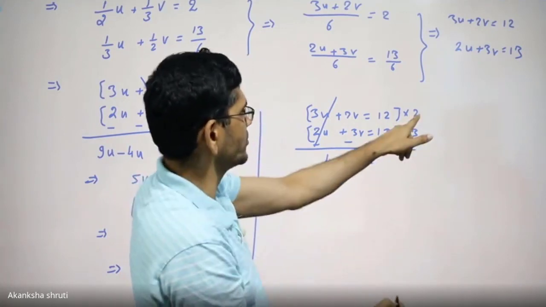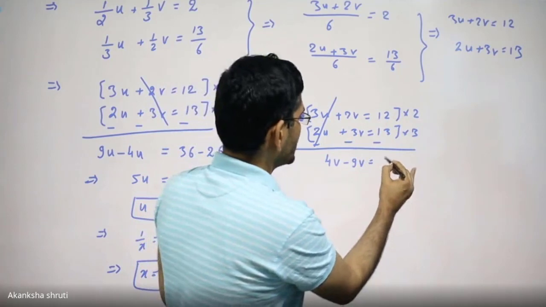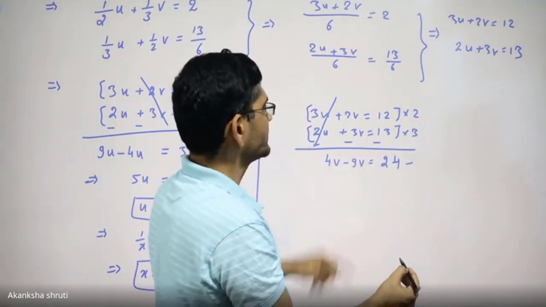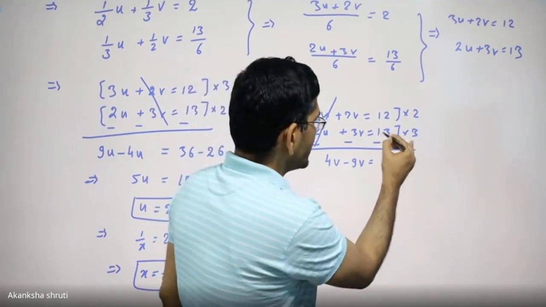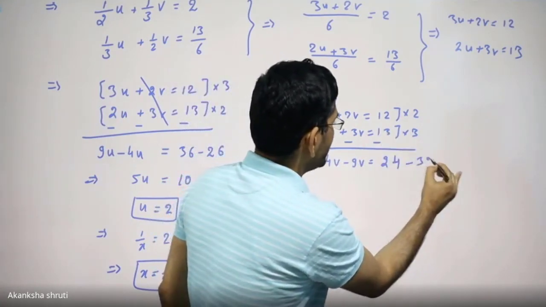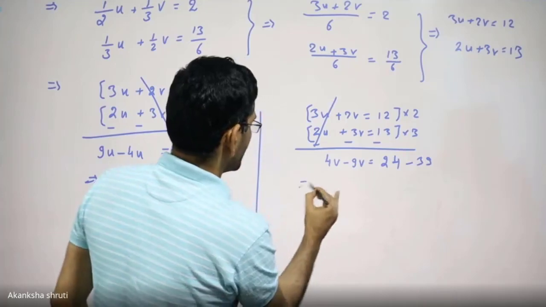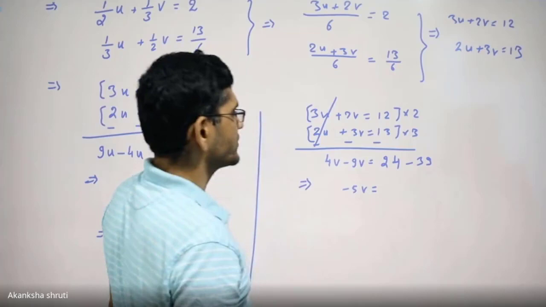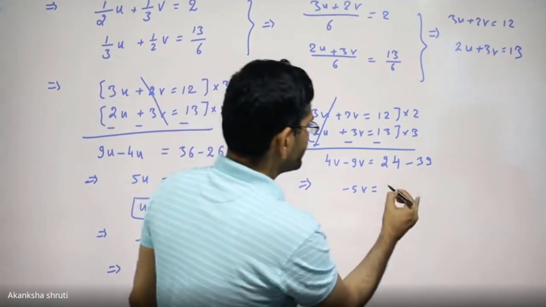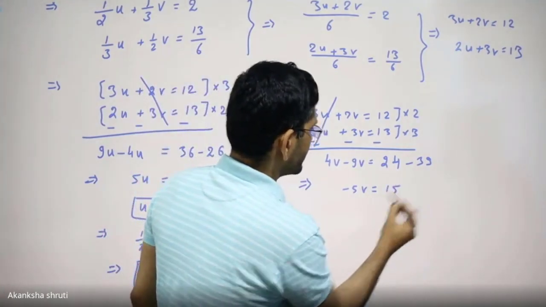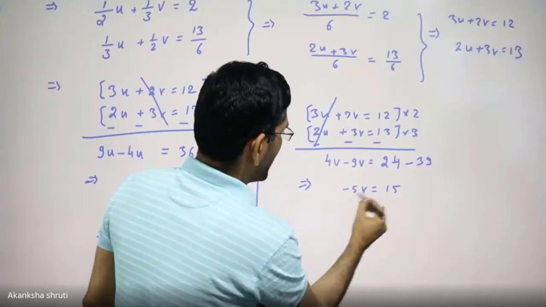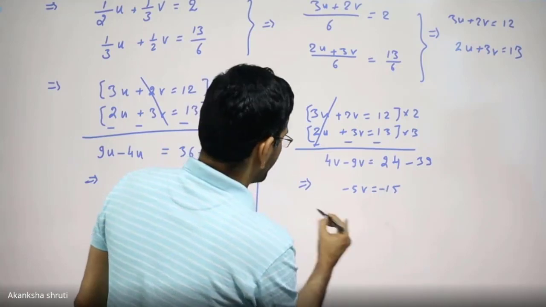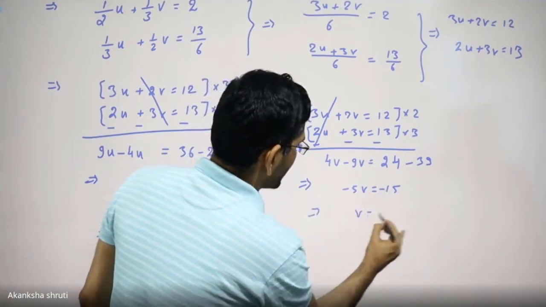is equal to 2 12s are 24 minus 3 into 13, 39. This implies minus 5v is equal to minus 15. So v is 3.